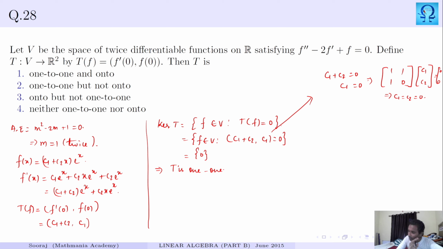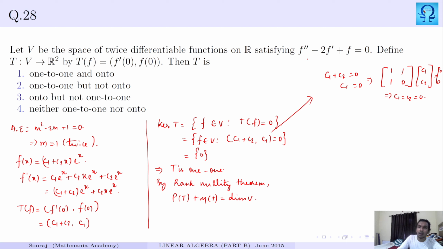Okay, this very well tells us that T is 1-1. Now we shall apply the rank nullity theorem. By the rank nullity theorem, we have rank of T plus nullity of T is equal to the dimension of V. It is given that V is the space of twice differentiable functions satisfying these things. What is the dimension of V?